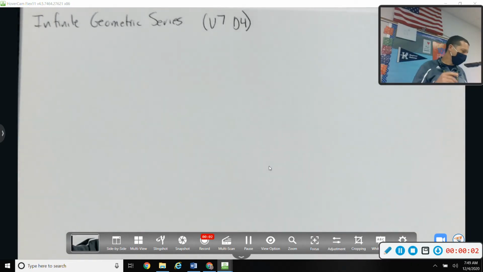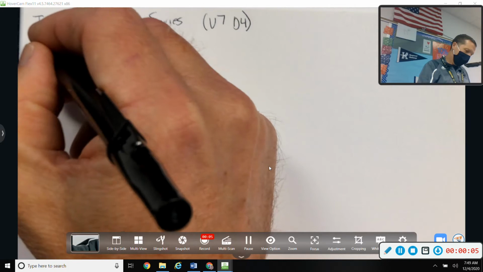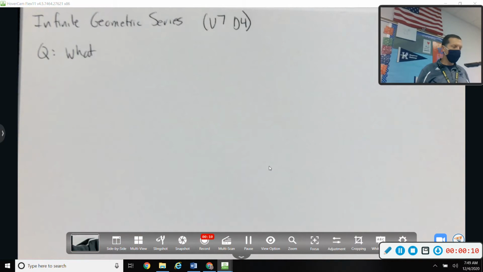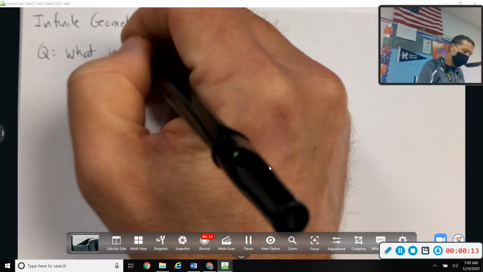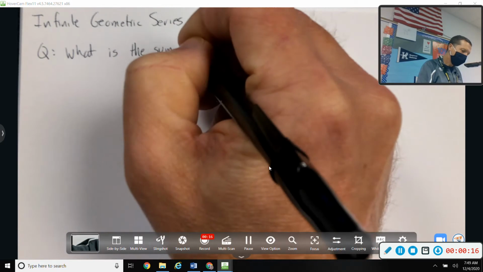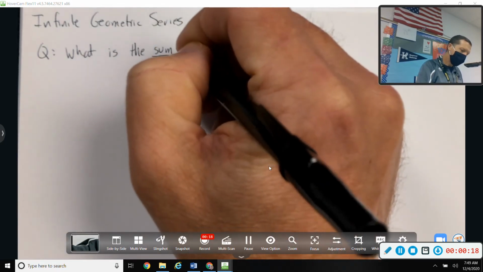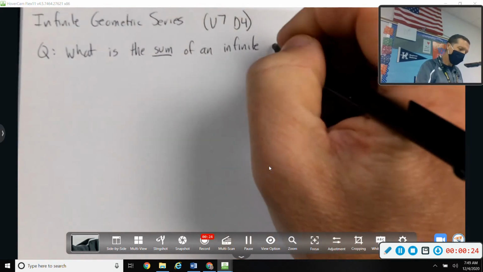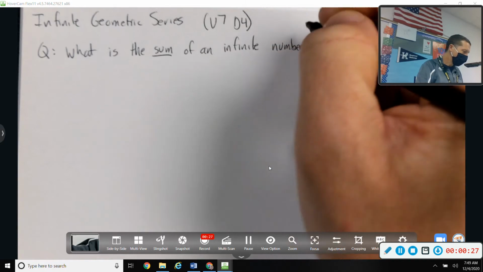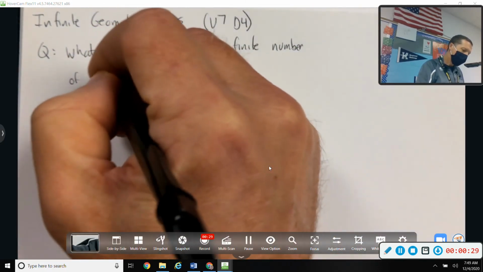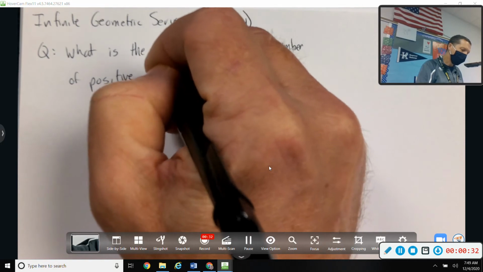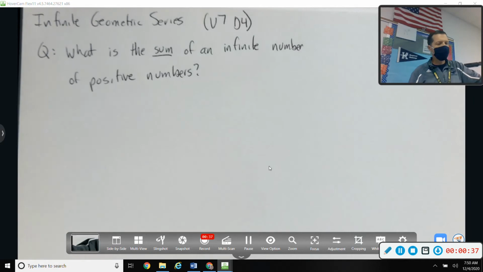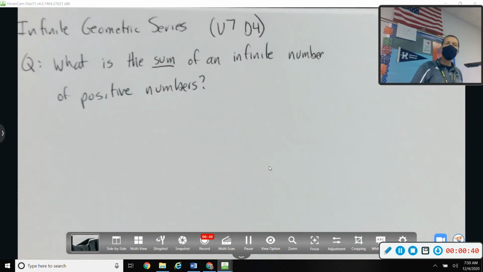Infinite geometric series. So the question that we are going to ponder today, and it is a bit of a mind-bending question. What is the sum, so adding them up, of an infinite number of positive numbers? What is the sum of an infinite number of positive numbers?